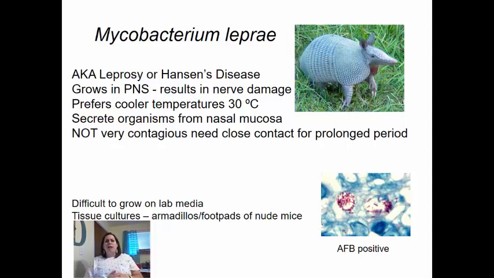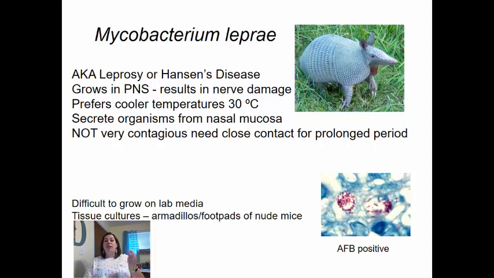When we talk about Mycobacterium leprae, it grows in the peripheral nervous system, and this results in nerve damage. It does prefer cooler temperatures, around 30 degrees Celsius. And so this is why it prefers the peripheral nervous system versus the central nervous system. The central nervous system is more centrally located, which means that it's going to have the higher body temperature. People who are contaminated will actually secrete the organisms from their nasal mucosa, and it can then infect other people. It's not very contagious.